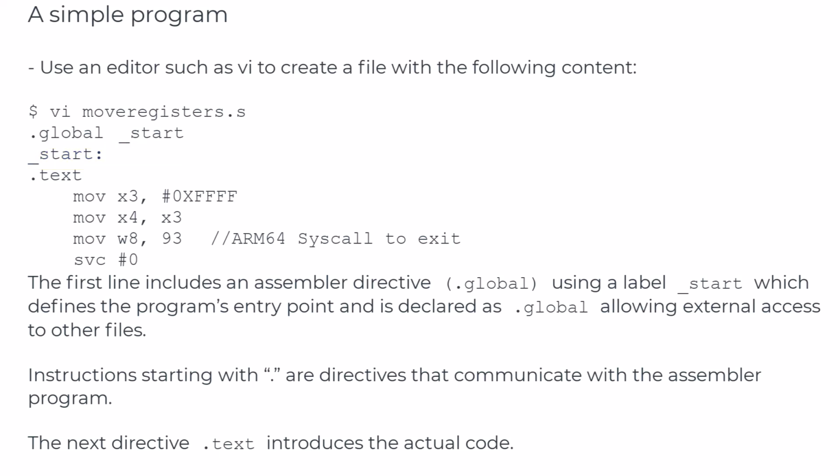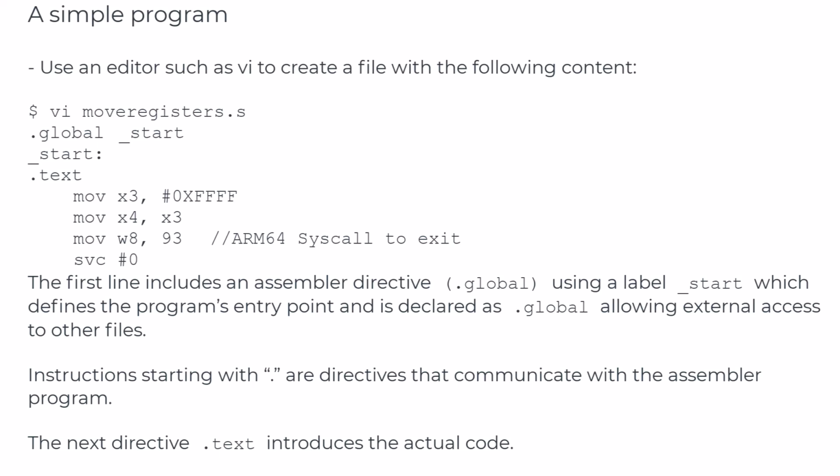The text section is where we have the instructions. The instructions here are simply move this value FF into register X3. So let's use the move immediate operation. Then we do a move register operation. We take the contents of X3 and we put it into X4. So at this point, both of these registers should have the same value.